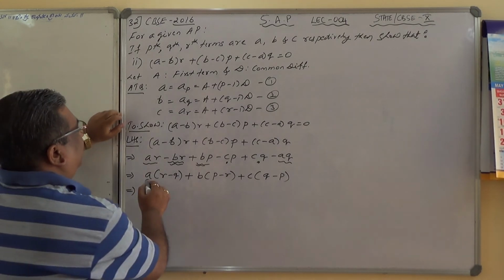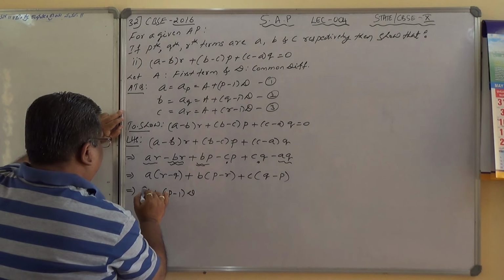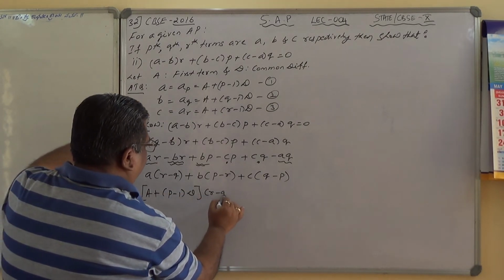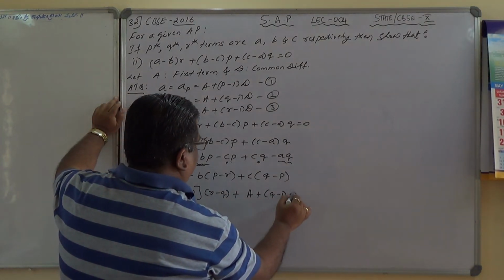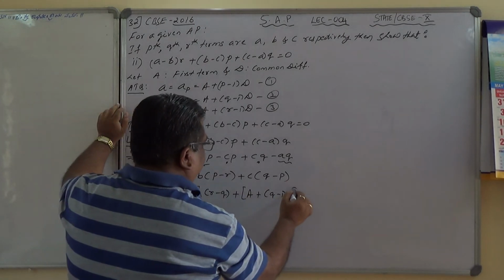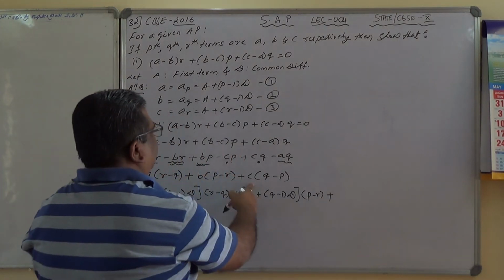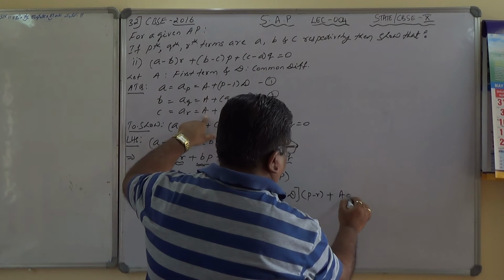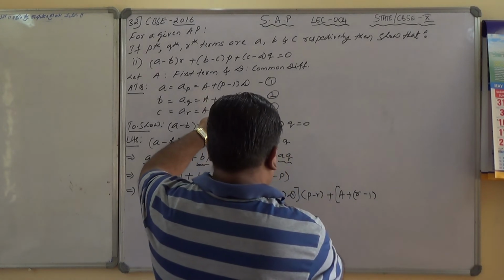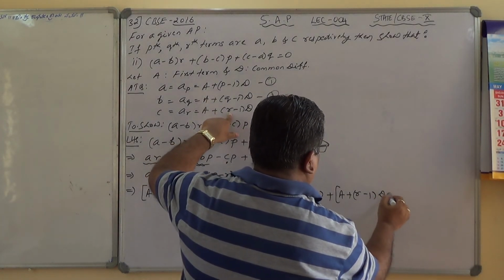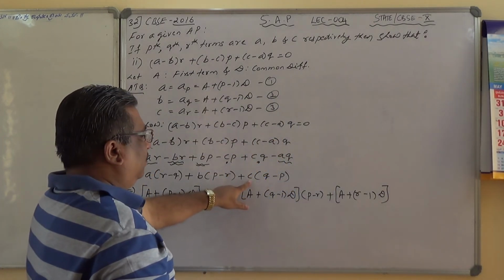So A is A plus P minus 1 times D, into R minus Q, plus B is A plus Q minus 1 times D into P minus R, plus C is A plus R minus 1 into D, into, just a minute, C is known to us, into Q minus P.